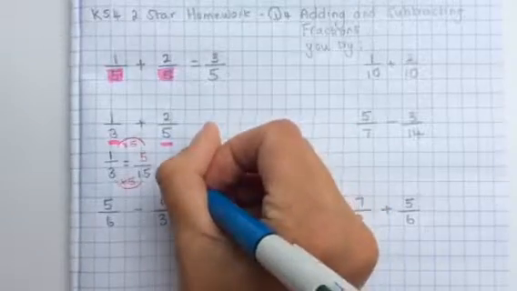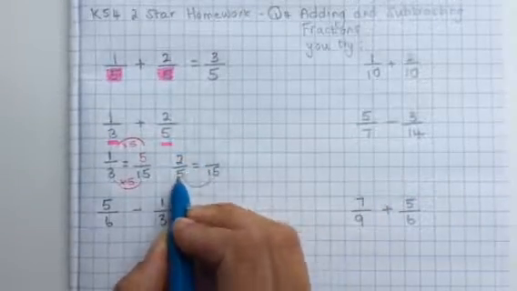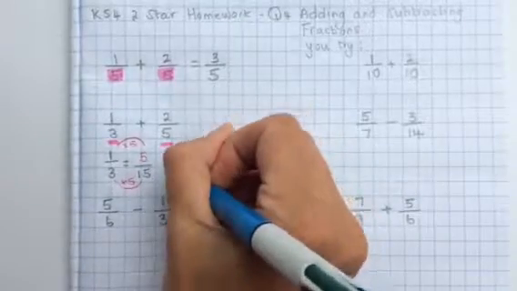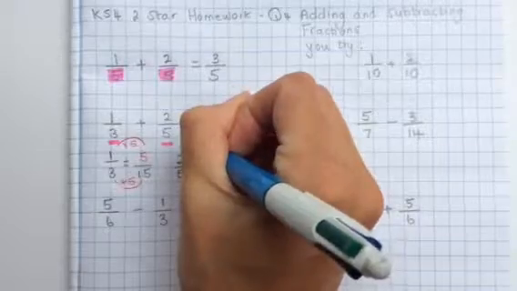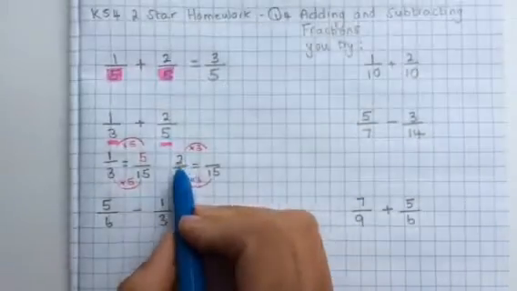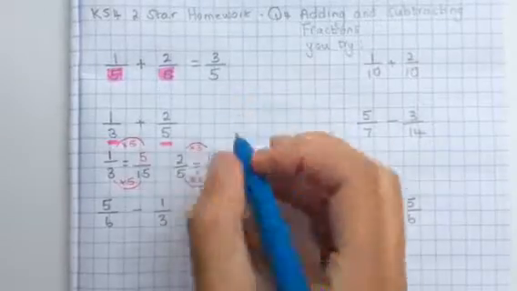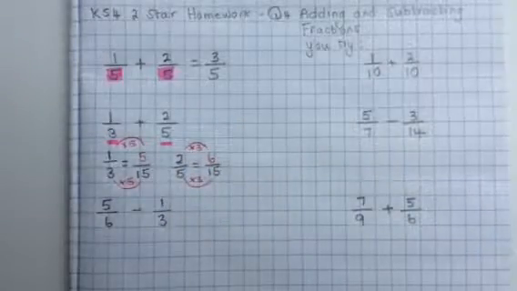Next one, we look to see, how do I make this 5 into 15? 5 times 3 gives me 15, which means what I do to the bottom, I must do to the top. So I multiply the top by 3 as well. 2 times 3 gives me 6. So 2/5 is exactly the same as 6 over 15.